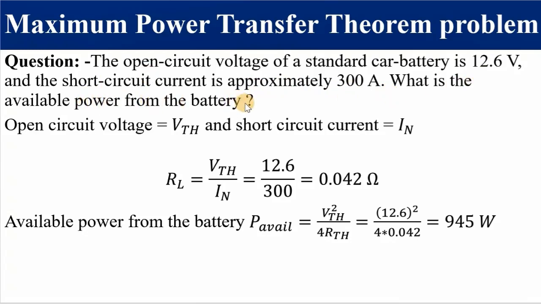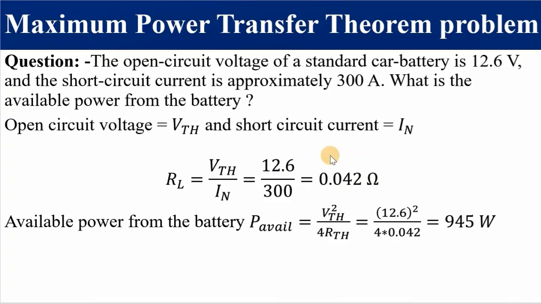We want to calculate power, and open circuit voltage is equal to V-Thevenin, and short circuit current is the same as I Norton. So we have got V-Thevenin, but we don't have R-Thevenin. So we now want to calculate R-Thevenin, which is the same as RL. And how do you do that? This is simply V-Thevenin divided by I Norton. And our I Norton we are given as 300 amps. So we are going to get 0.042 ohms.